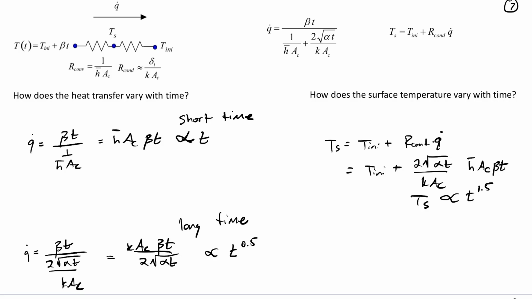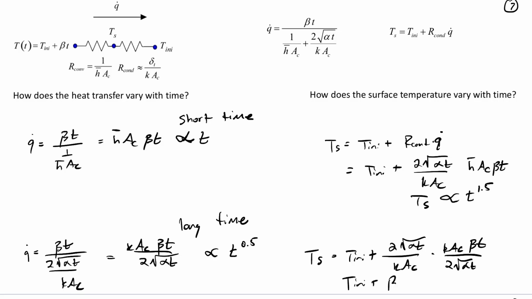Okay, and then in the later phase, we would have Ts equal to, I'll just write it out, T initial plus 2 times the square root of alpha T over KAC, times KAC beta T over 2 square root of alpha t. So this simplifies down to just T initial plus beta t. So temperature becomes proportional to just time. So the rate of surface temperature growth slows down over time.